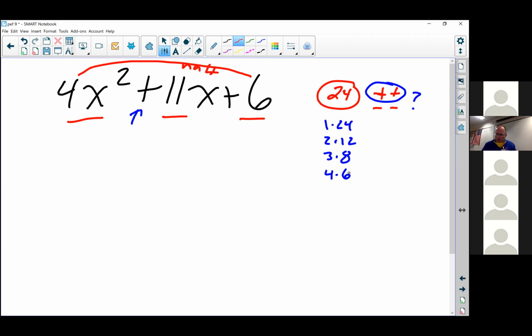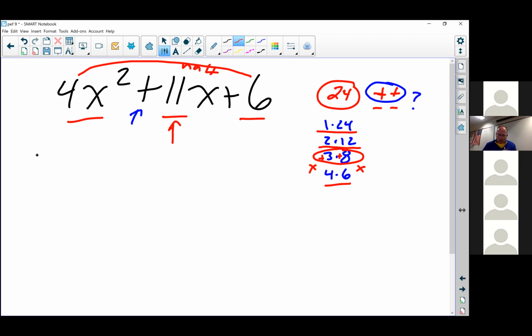Okay. So which of those, when added together, give me 11? They're both going to be positive. Is 1 and 24, when I add it together, 11? Not this week. If I add 2 and 12 together, do I get 11? If I add 3 and 8 together, does that give me 11? I think so. And 4 and 6 would just give me 10. So that's going to be positive and positive. Okay. So don't forget to add the x's to it.